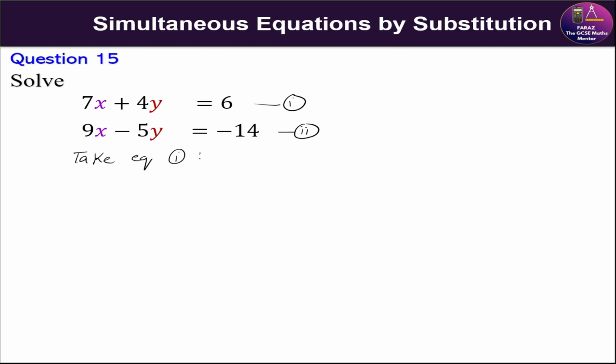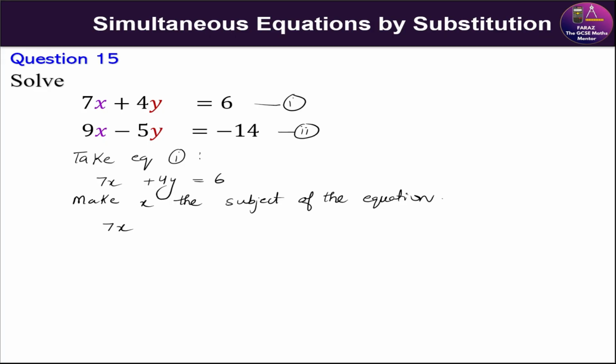And here in this equation number 1, first rewrite it again like this and make any variable the subject of the equation. So if we make x the subject of the equation, what will it look like? It will look like this: 7x equals to 6 minus 4y. Now dividing 7 on both sides, it will give you this: x equals to 6 minus 4y over 7.